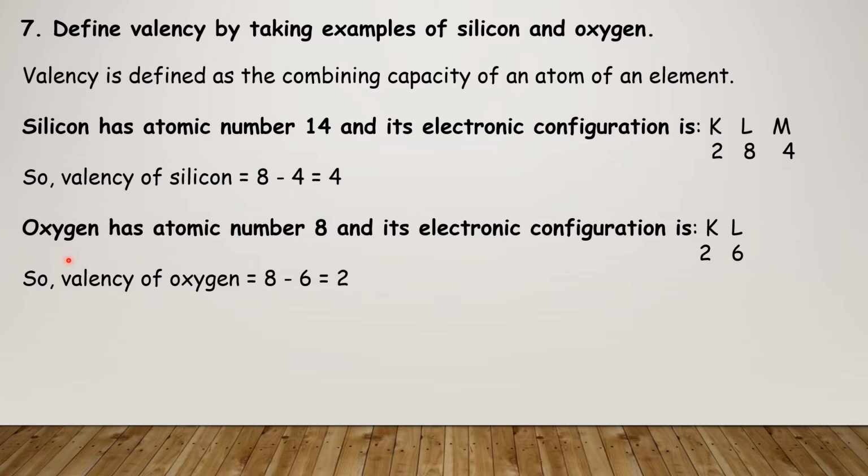And next is oxygen. Oxygen has atomic number 8 and its electronic configuration is 2 and 6. So here how many valence electrons are there? 6. So for getting stability, it needs 2 more electrons to attain the octet. For getting 8 electrons, only then does it get the octet. So it needs 2 more electrons. So 2 is the valency of oxygen. So write this also in your notebook.